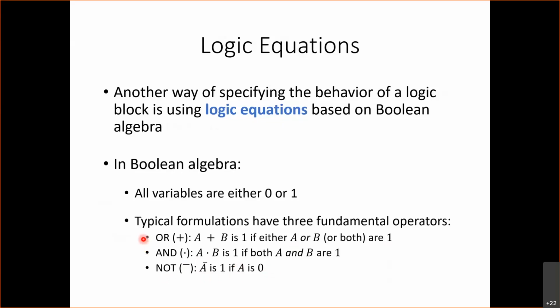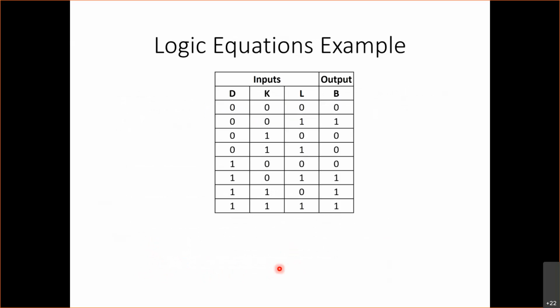So these 3 operators are enough to specify all the possible operations that we would like to do in Boolean algebra. Any other operator can probably be specified as a combination of these operators.